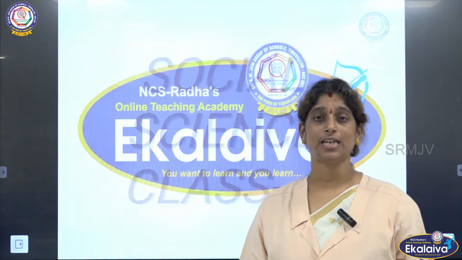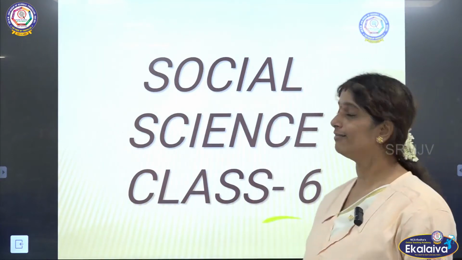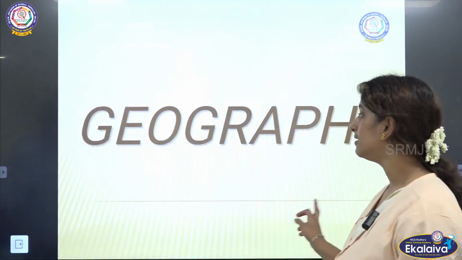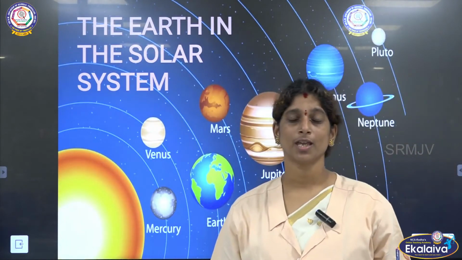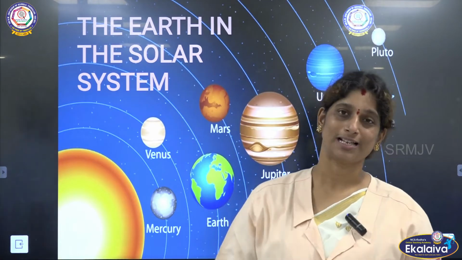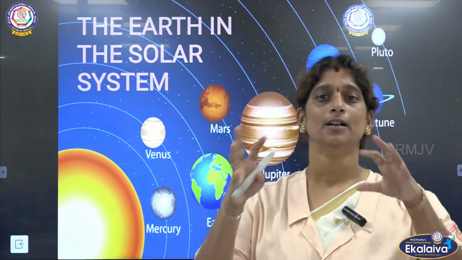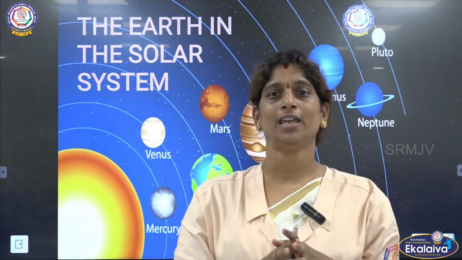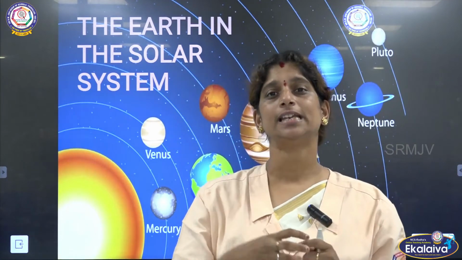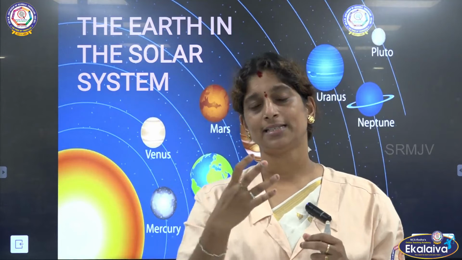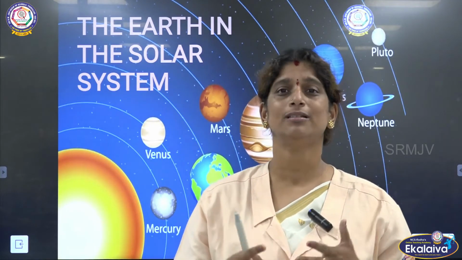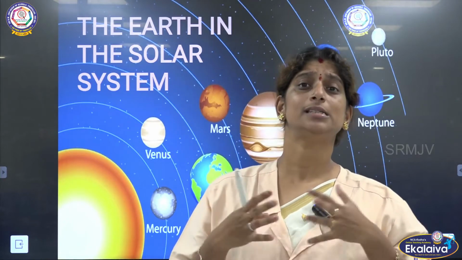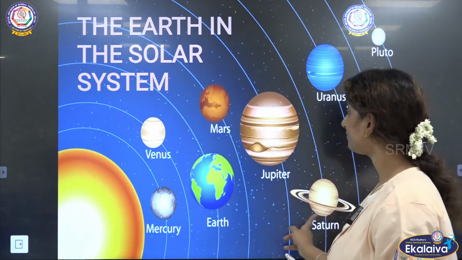Today we are going to see an interesting lesson in geography, and the lesson is all about the earth in the solar system. So we know what is solar system. Solar system is nothing but the entire heavenly body, right, which consists of the sun, the planets and many other celestial bodies. So how did this form? How did this solar system form? How did this earth form? All these things we are going to see today, right?